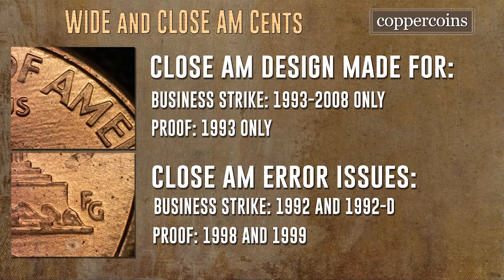Now, the close AM errors that you can come up with, Business Strike, they were used a little bit early on accident, 1992 and 1992D, and then on the proof, where they're supposed to have the wide AM, the 1998 and 1999 are known with the close AM.